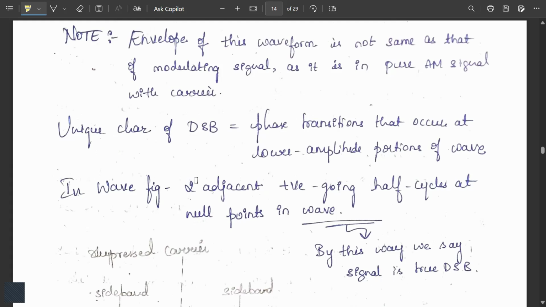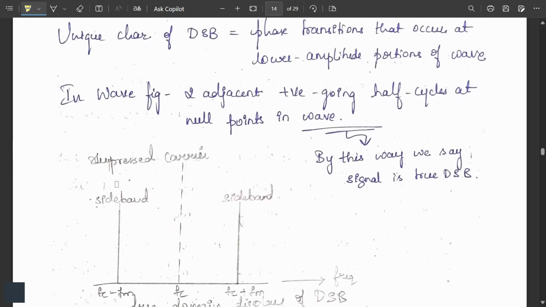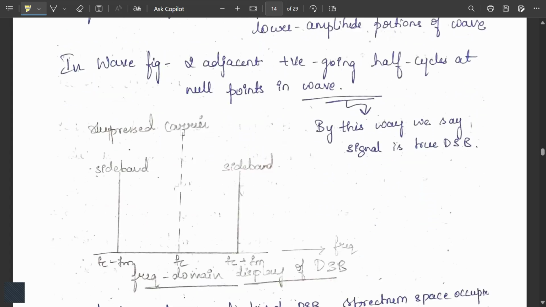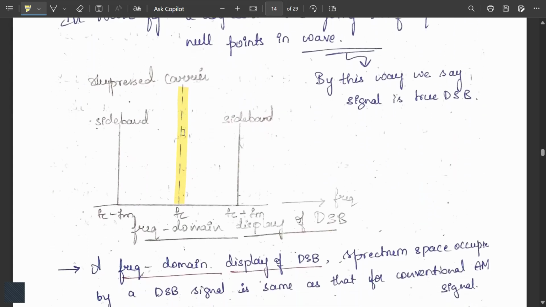In the waveform figure we have two adjacent half cycles, one is positive going, at the null points in the wave. In this way, we say the signal is DSB. This is one sideband and this is another sideband. This is what suppressed carrier, so we are mentioning it in dotted lines. It is suppressed. This is the frequency domain display of the DSB.